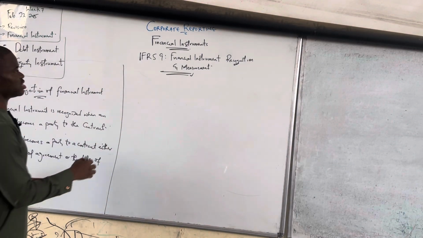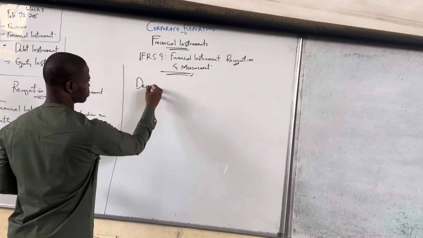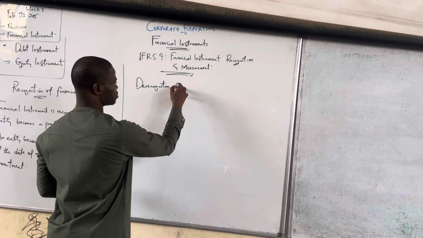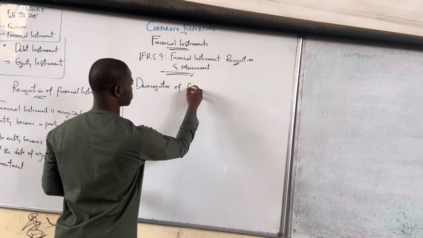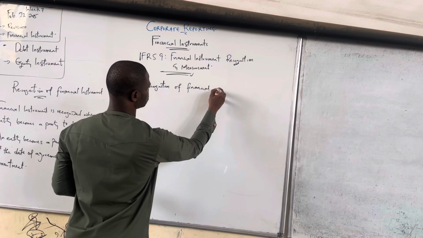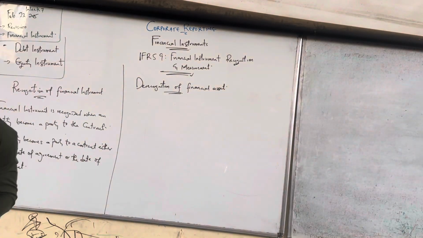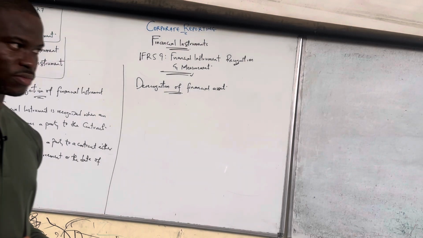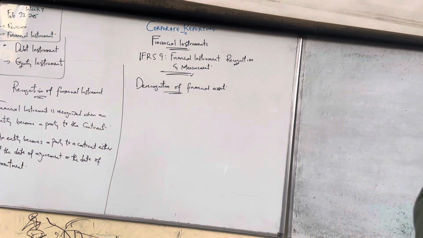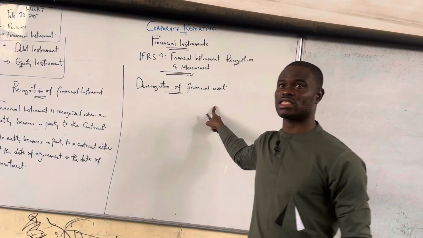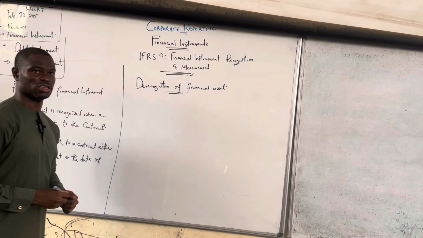The next one is derecognition of financial assets. So when we say derecognition, it means removal from the books. So when can you remove a financial asset from the books?